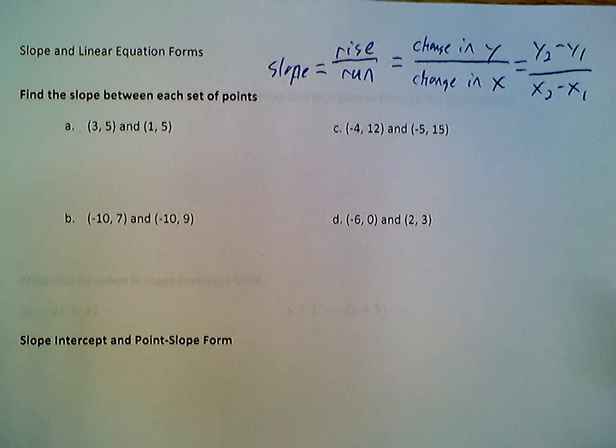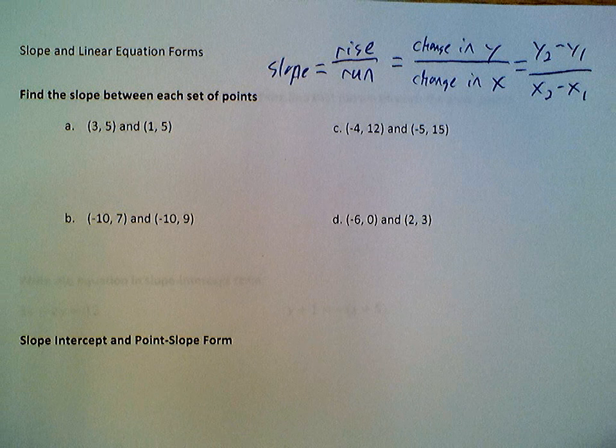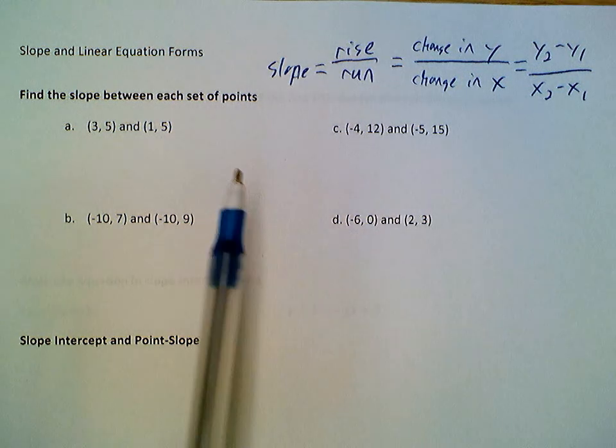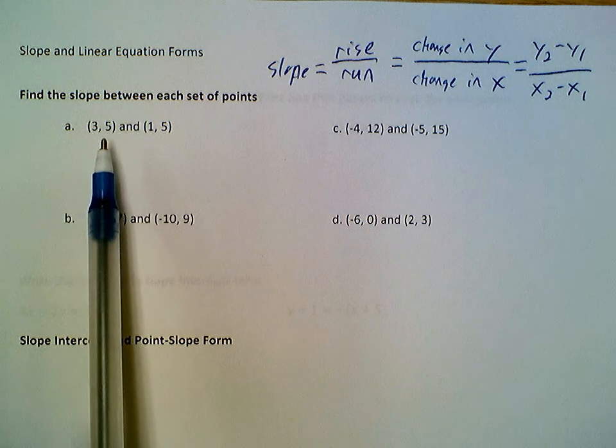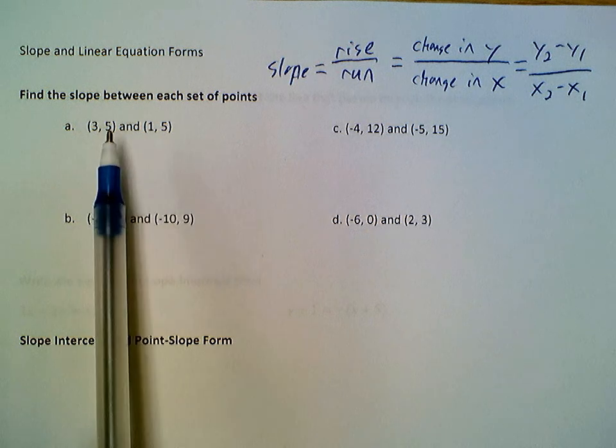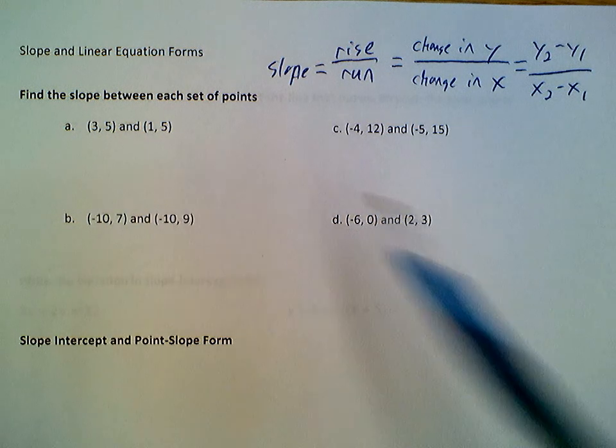Now, you might be wondering, how do I decide which point is point number 1 and which point is point number 2? And the answer is, it does not matter. You will get the same answer regardless of which point is which, as long as you keep it consistent. So here's what I mean by that. If I look at the first one, I got the points 3, 5, and 1, 5. So one of these points is going to be point 1 and one is going to be point 2. It doesn't matter which one.